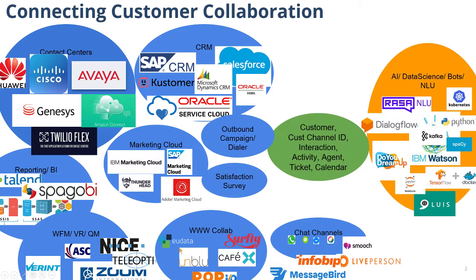If we look at a typical contact center, you have many different components that usually don't talk together very well. You have the contact center per se, a CRM solution, maybe your marketing cloud where you generate campaigns. You have reporting platforms, workforce management, quality assurance, web collaboration, chat channels, satisfaction surveys, and so on. Usually each solution provides exactly one service and doesn't talk with another service.